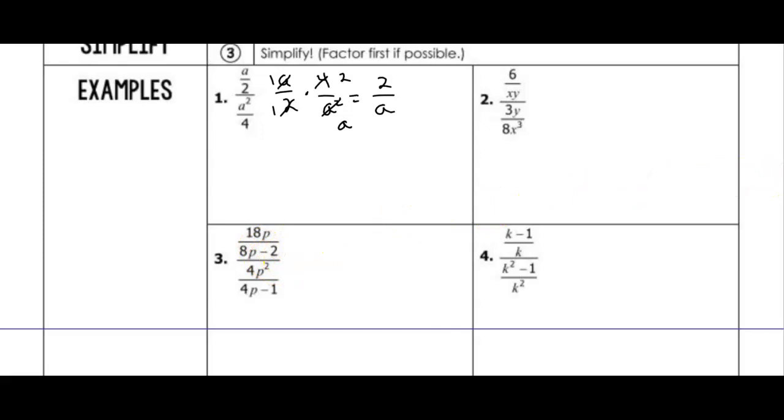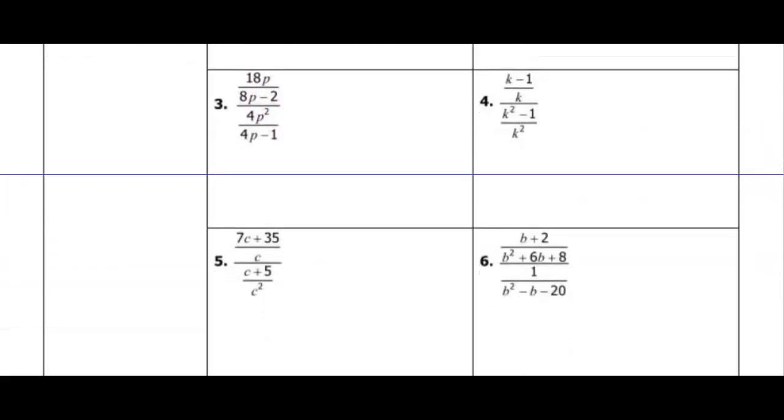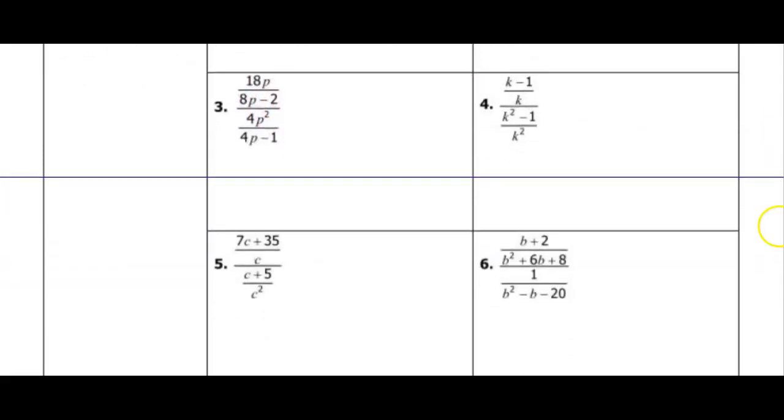Okay. So this is similar over there. So let's go down to number 3 and take a look at number 3. All right. So for number 3, same thing happens. I have a fraction and then I have another fraction. So this is going to multiply by the reciprocal. So I'll have 18p over 8p minus 2 times 4p minus 1 over p squared, that is the reciprocal.